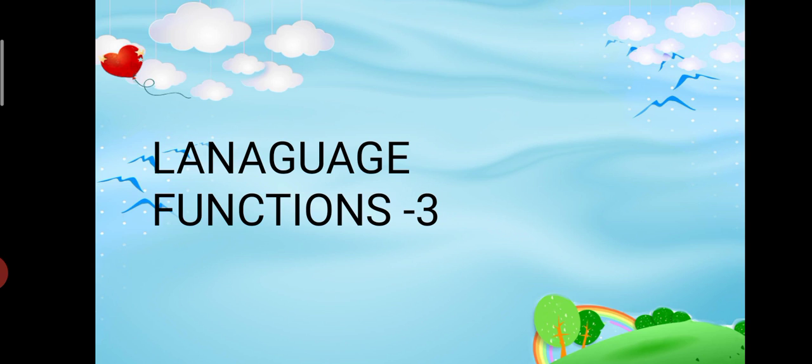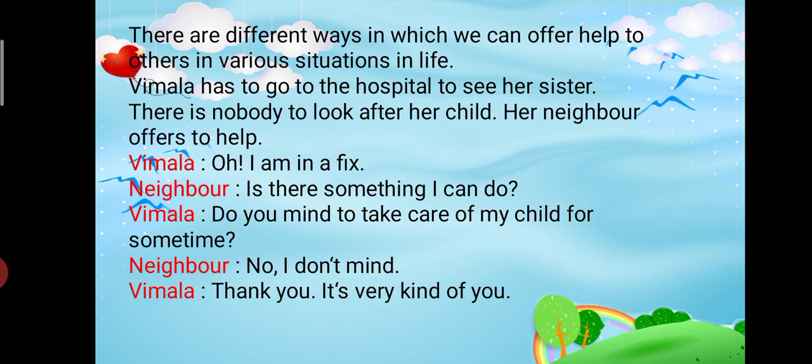Okay, you may be knowing the way you have to ask in the vernacular language, but when it comes to English, you may not be knowing how to converse, how to put your feelings into proper sentences. Now let us proceed with this part of the language functions. So you will know how to go and request others whether they need your help. There are different ways in which you can offer help to others in various situations in life.